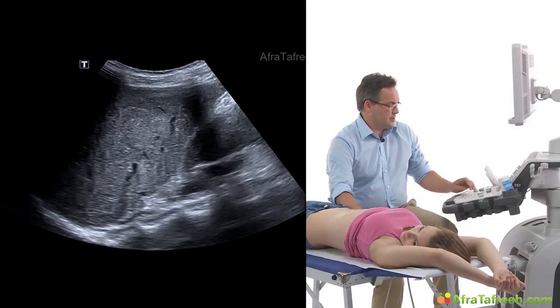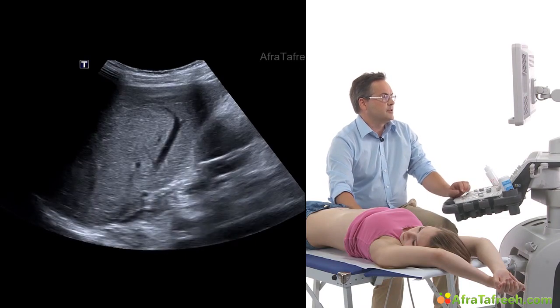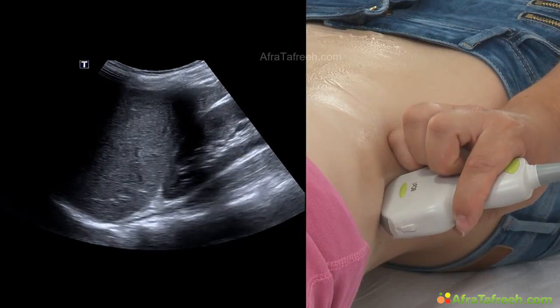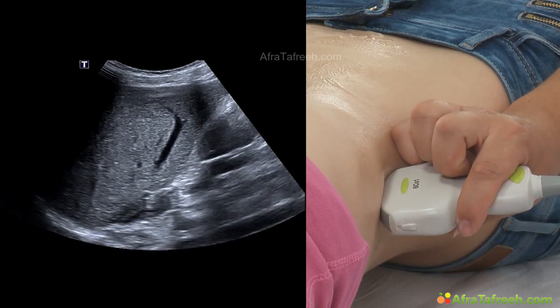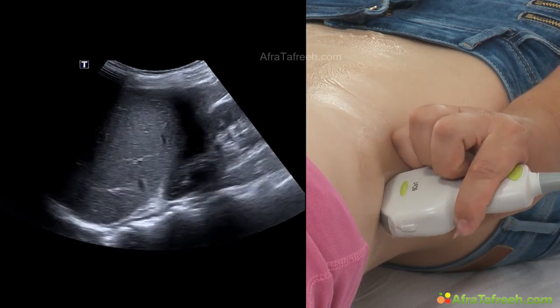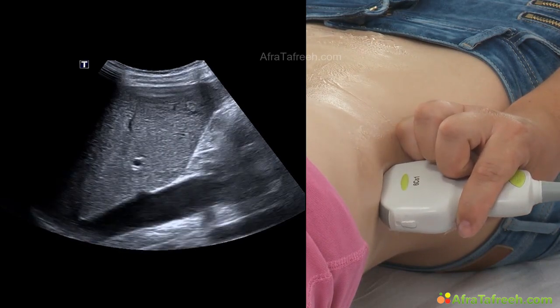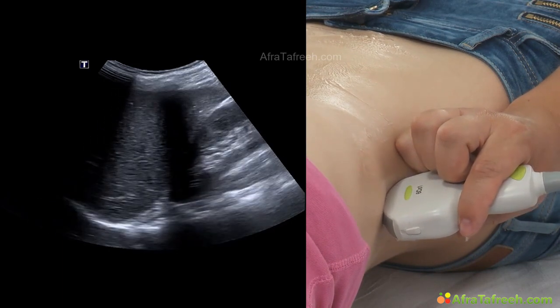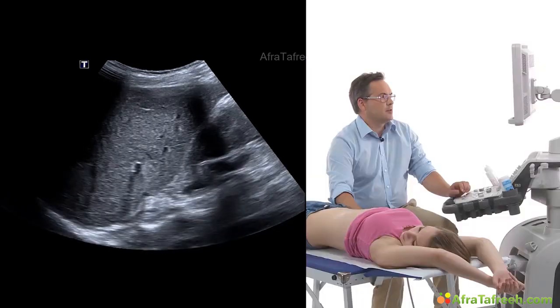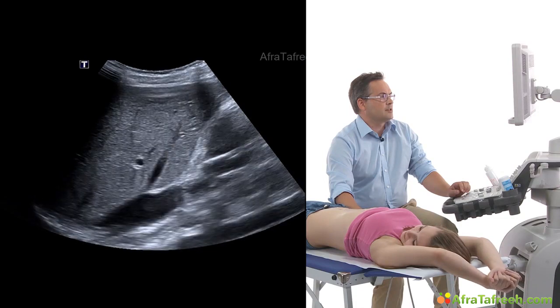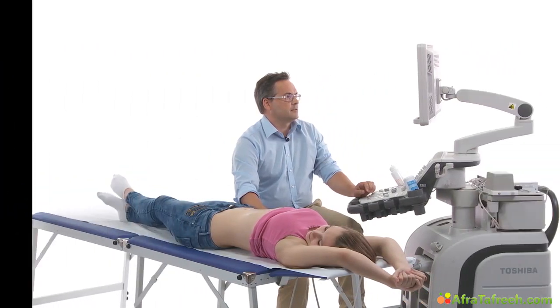And so we can see the adrenal gland on the right side over here. By tilting the probe slightly up and downwards, we can check this region and easily detect any pathology on the right adrenal gland over here.